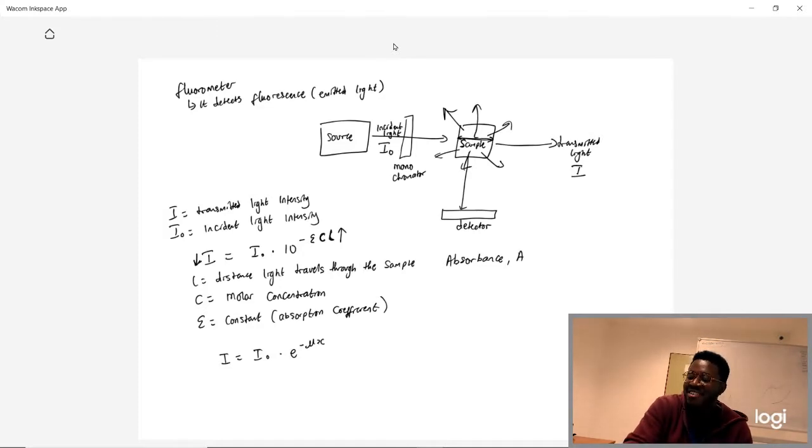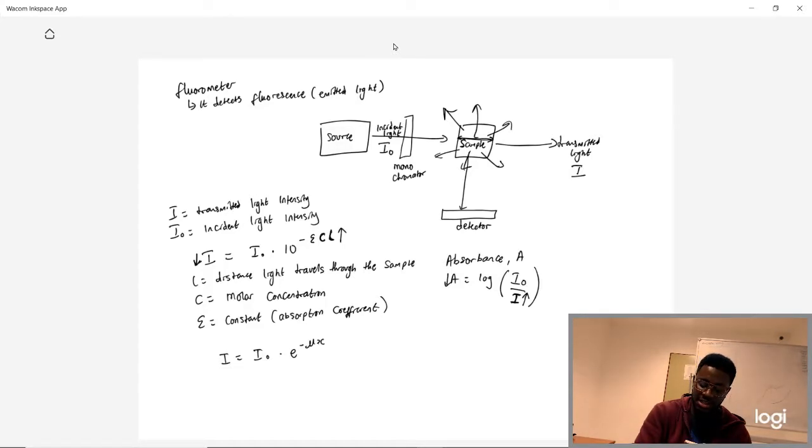Absorbance is a measure of how much the sample absorbs the light. Your A is given as the log of I0 over I. Here you can see that if your transmitted intensity I is high, that means less of the light was actually absorbed, and the absorbance is going to reduce. You understand, right?